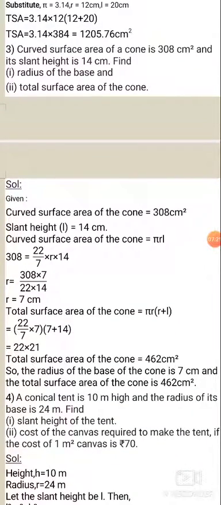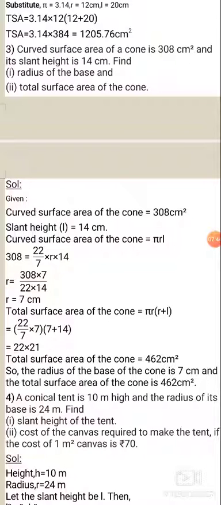Now the next question. A conical tent is 10 meter high and the radius of its base is 24 meter. Find first question, slant height of the tent. Second one, cost of the canvas required to make the tent, if the cost of 1 meter square canvas is rupees 70.